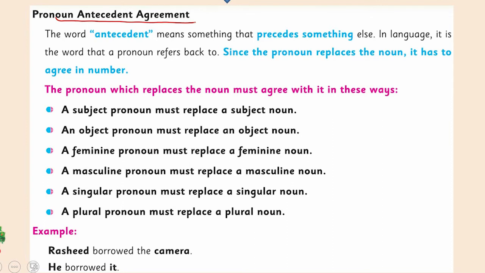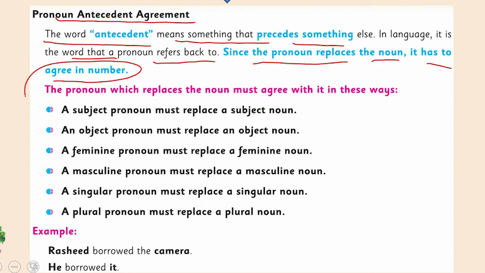What does it mean? The word antecedent means something that precedes something else. In language, it is the word that a pronoun refers back to. Since the pronoun replaces the noun, it has to agree in number. The pronoun which replaces the noun must agree with it in these ways.